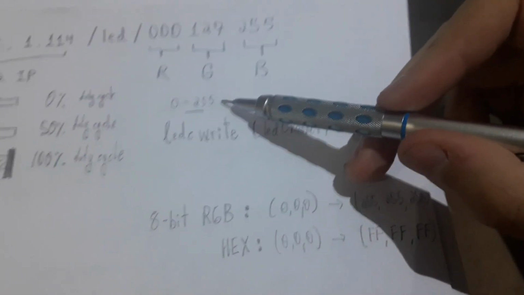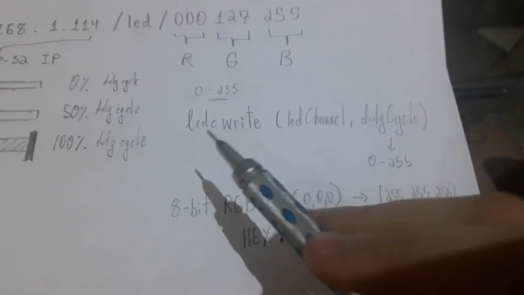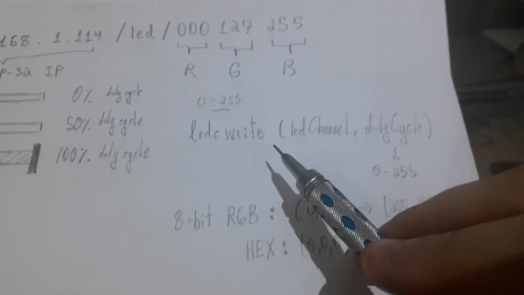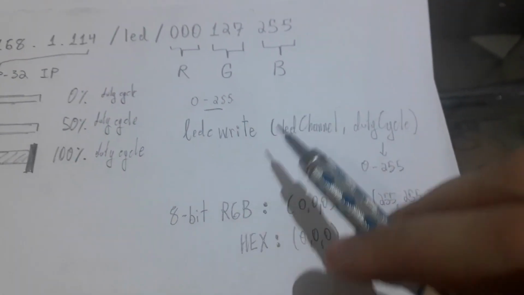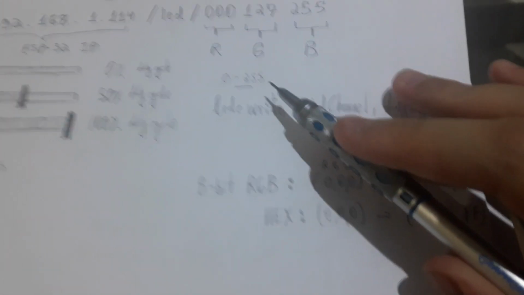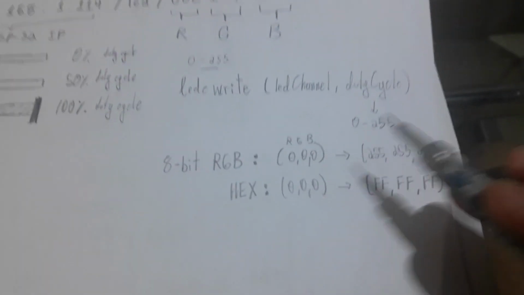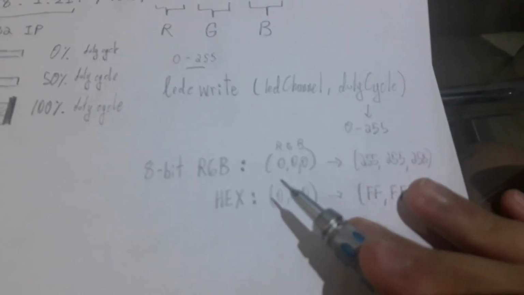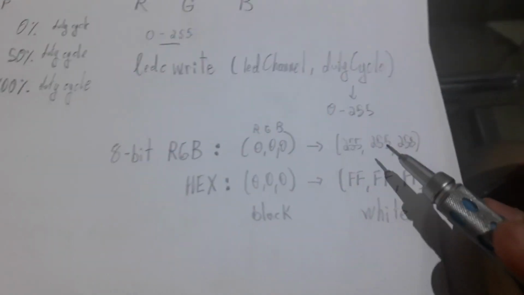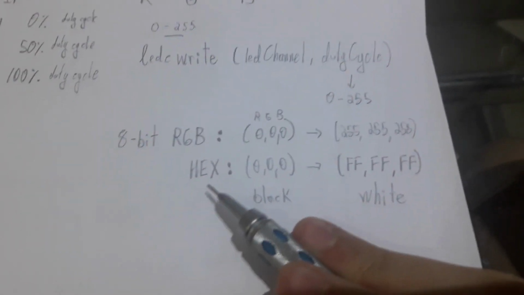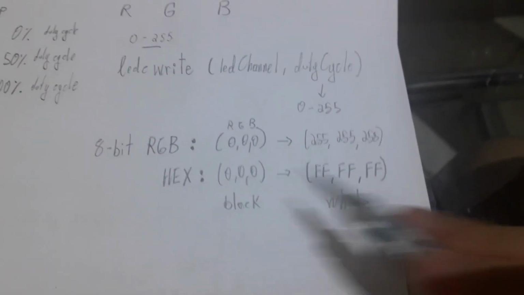And I'm using this range here for two reasons. Well, for one, it's the duty cycle range that the LEDC write function uses, the function that we're going to use to write PWM signals. And also, this range is the same one that we use for digital 8-bit color representation using the RGB color space, which goes from 0, 0, 0 all the way to 255, 255, 255. Or instead of using the decimal system, we could even use the hexadecimal system, and the colors black and white would look like this.